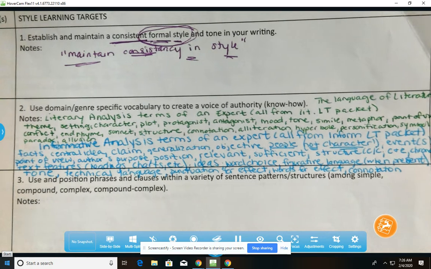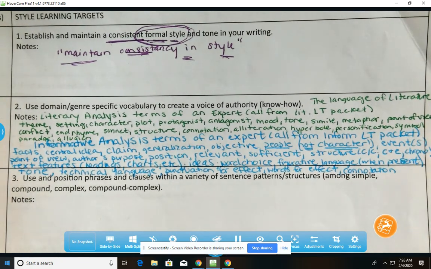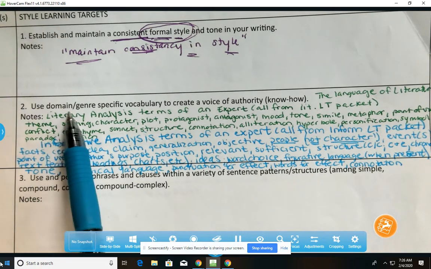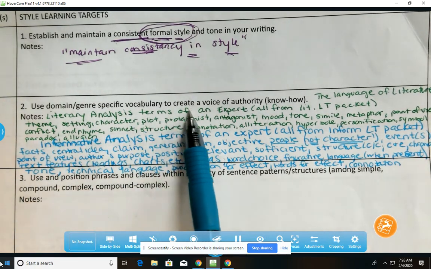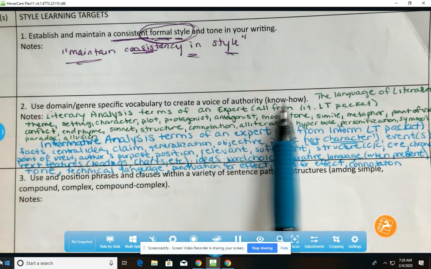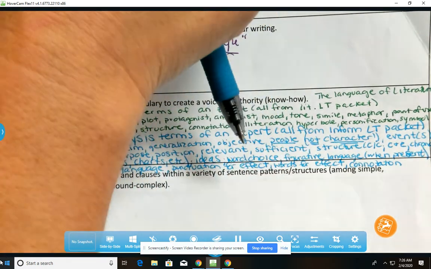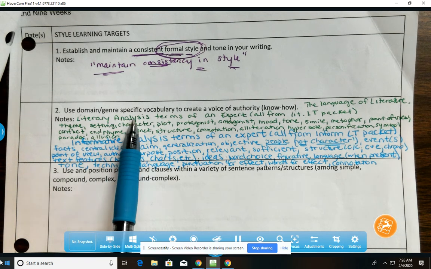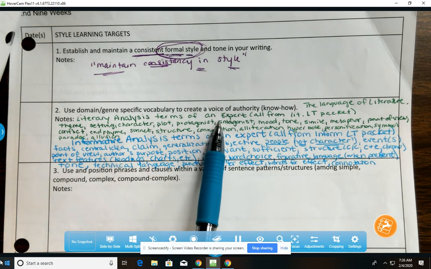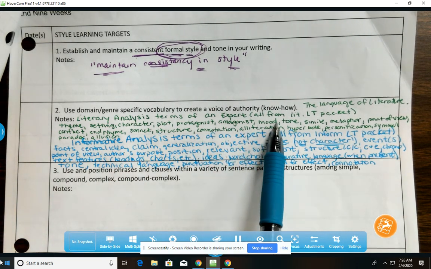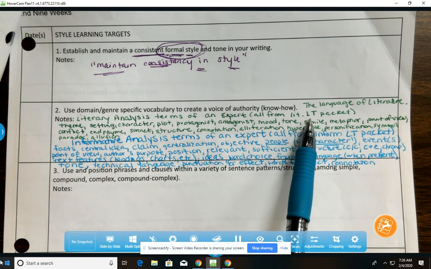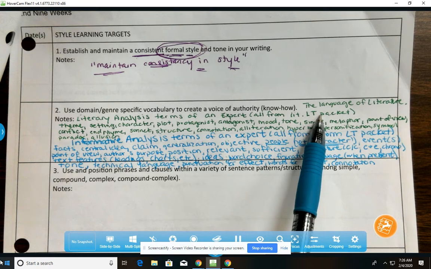There's a ton of notes under here. There are very important notes because this is learning target under style number 2, to use domain and genre specific vocabulary to create a voice of authority, that voice of the expert. So in the last 9 weeks, that's the terms in green. We were doing literary analysis. We talked about to be an expert and using those words of an expert, we call upon and use in our writing those words from that lit learning target packet, the language of literature.